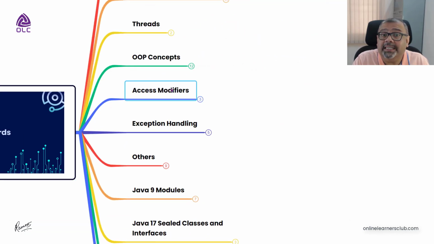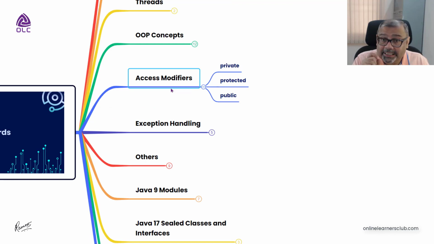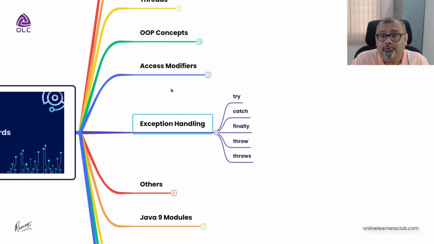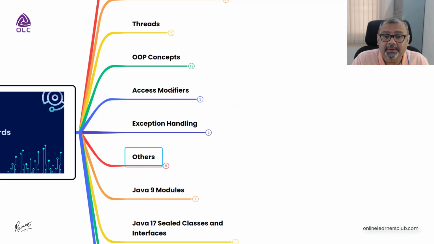Next, we do have certain keywords for representing access modifiers. We have 3 important access modifiers in Java, which are private, protected, and public, represented by the respective keywords. Then we do have certain keywords for exception handling. For managing errors and exceptions, we have keywords in our program like try, catch, finally, throw, and throws. These are some of the keywords which are useful for exception handling.